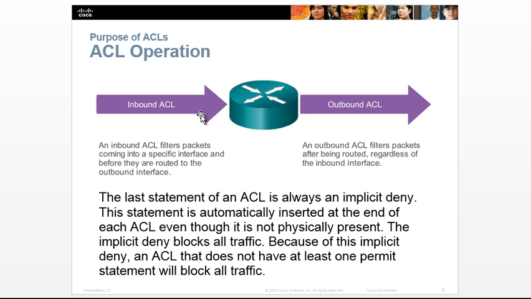The last statement of an ACL is always an implicit deny. This is automatically inserted at the end of the ACL even if it's not physically present. The implicit deny blocks all traffic. Because of this implicit deny, an ACL that does not have at least one permit statement will block all traffic.